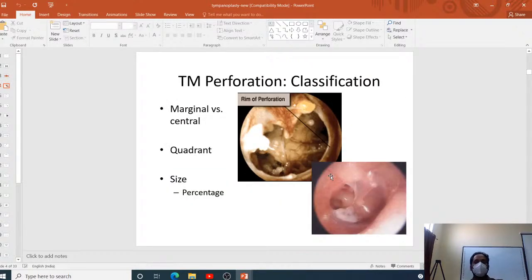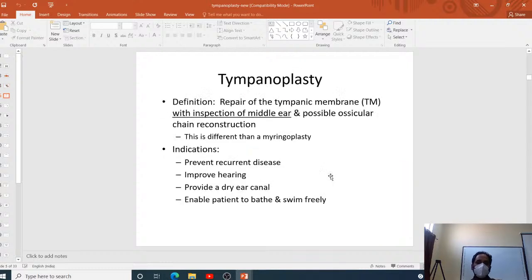The perforation is either marginal or central, and we have to mention which quadrant. You all know the tympanic membrane is divided into four quadrants: anterior inferior, anterior superior, posterior inferior, and posterior superior. And the size of the perforation should be mentioned, that is pinhole, small, medium, large, subtotal, and total perforation. Now a brief discussion about tympanoplasty.